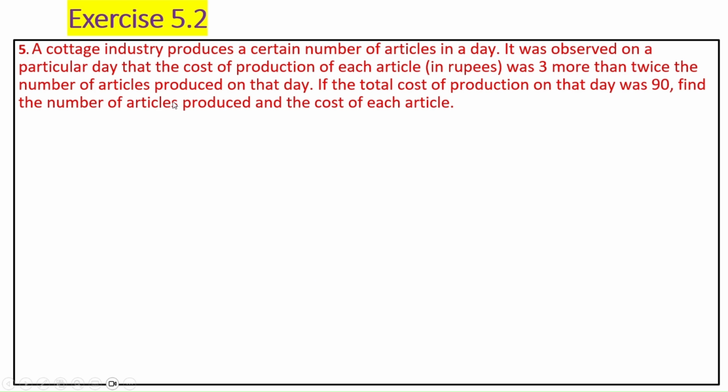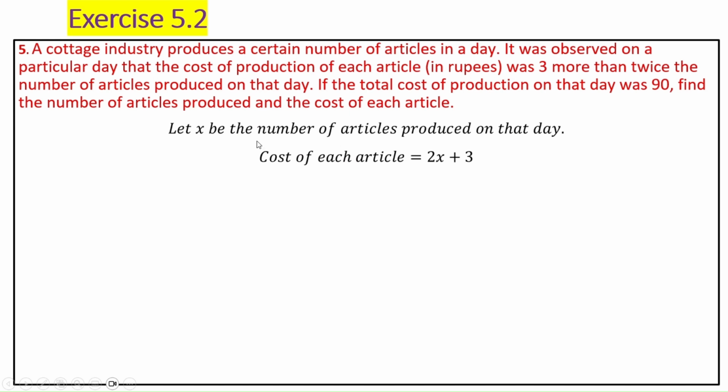Okay, a cottage industry produces a certain number of articles in a day. It is observed that on a particular day, the cost of production of each article was 3 more than twice the number of articles produced on the day. If the total cost of production on the day was 90, find the number of articles produced and the cost of each article. Okay, so the variables are basically the number of articles and the cost of each article.